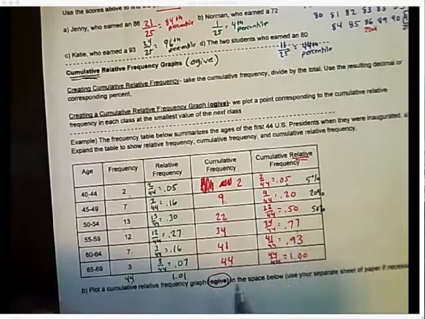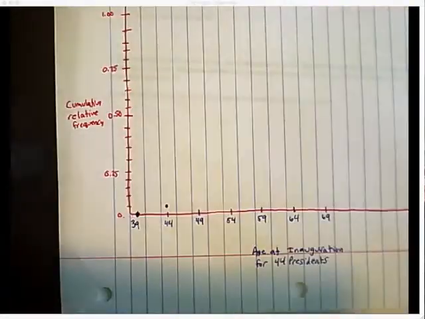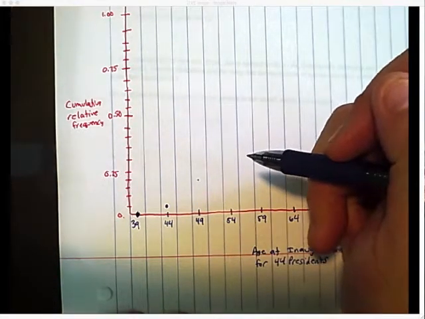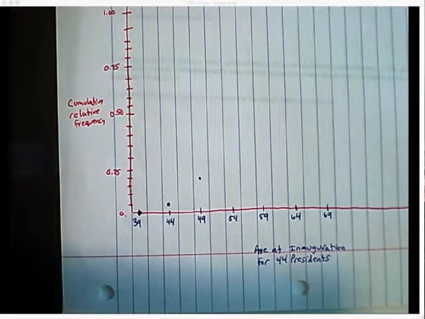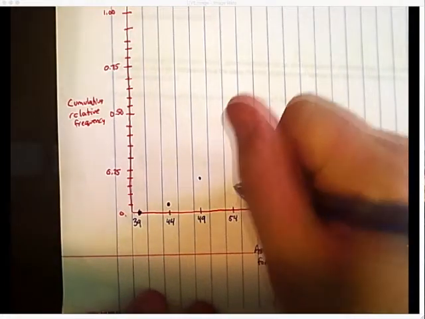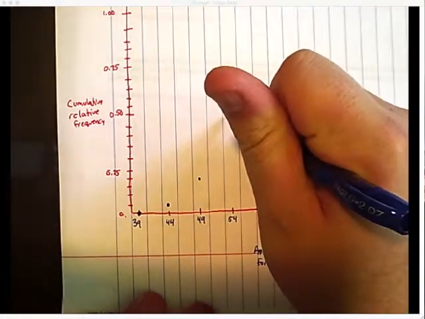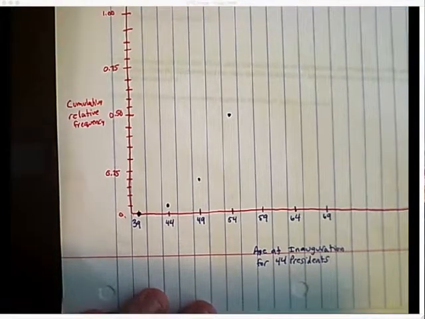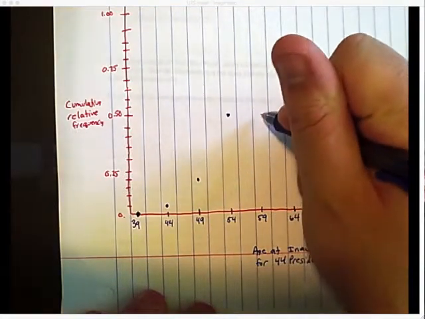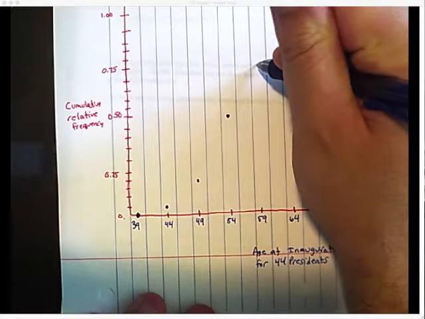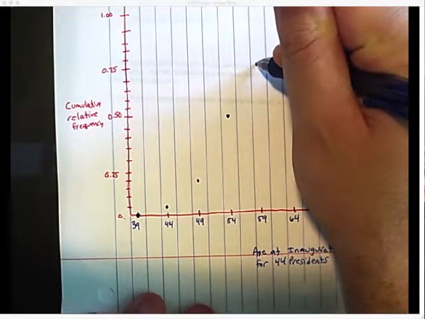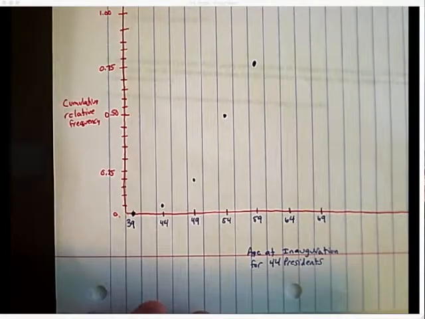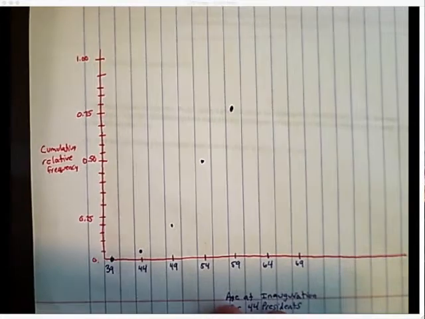Okay. Then 20% were 49 or younger. So at the 49, I'm going to take it up till it hits roughly about 20%. So maybe about right there. Looks about right. 50% were 54 or younger. 77% were 59 or younger. So take this up to the 59 up to 75%, and it's somewhere in between 75 and 80, which might be about right there. Right. For 64, 93% of presidents were 64 or younger.